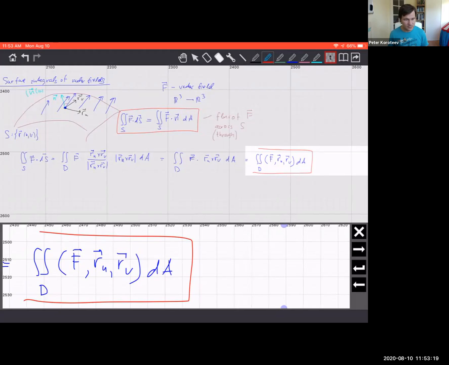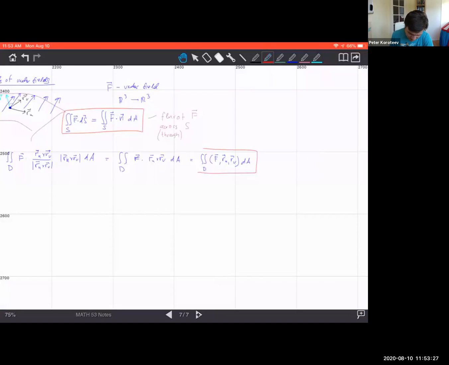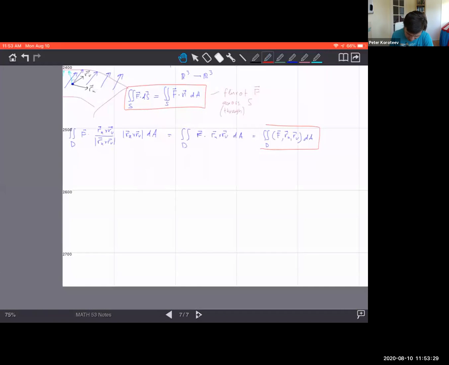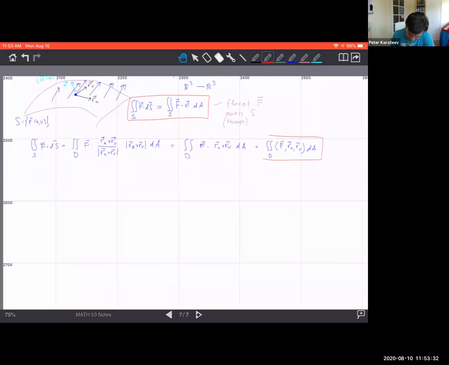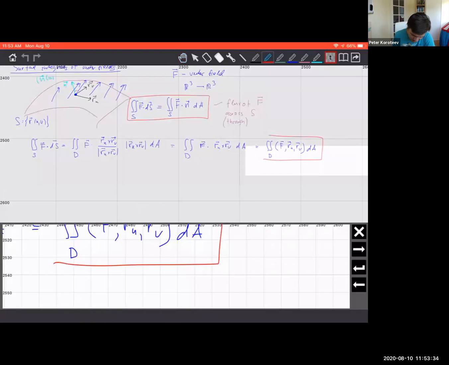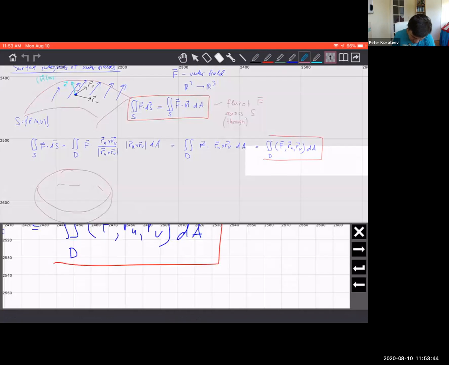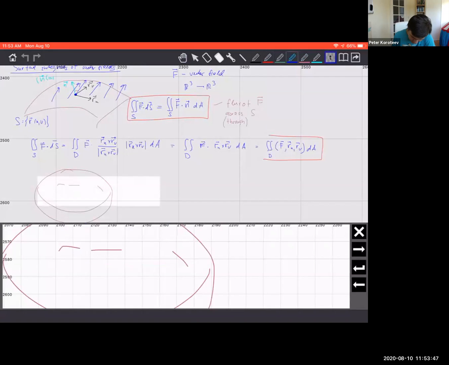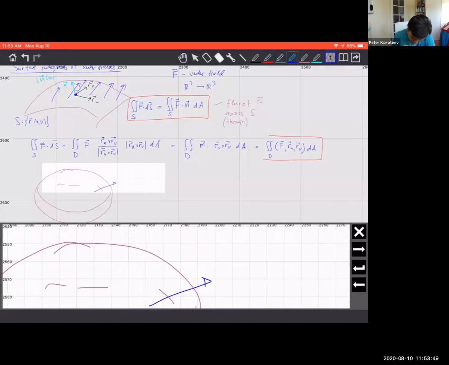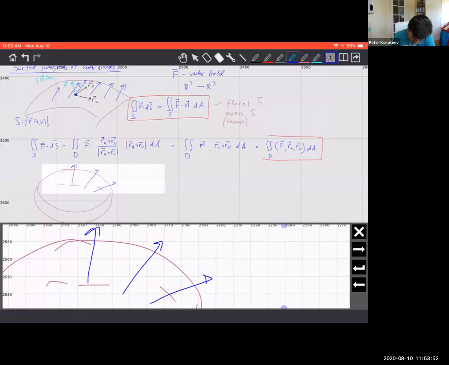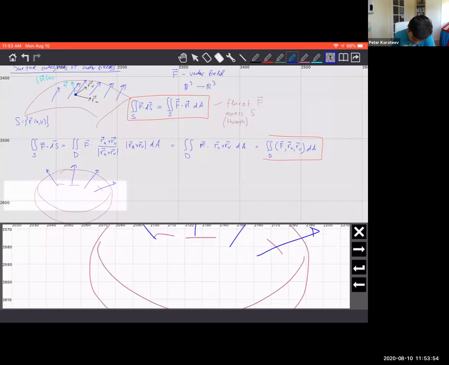Okay, I think today is quite a lot of information, so let's just do an example, and then we probably can go. Let's calculate the flux of the Euler vector field through the sphere. So we have a sphere of some radius, and then there's a vector field that goes from the center, like this.